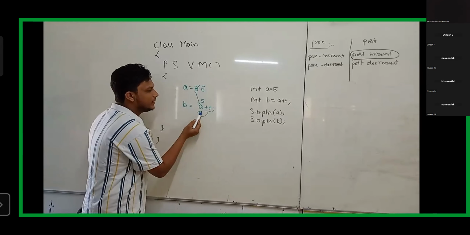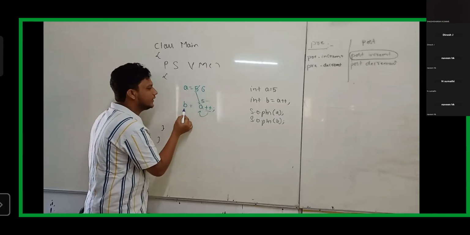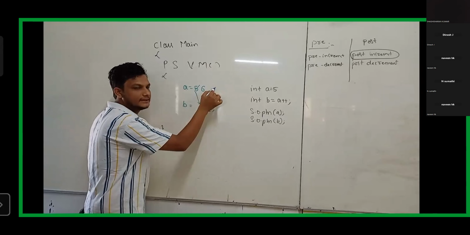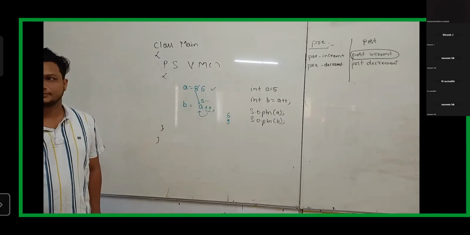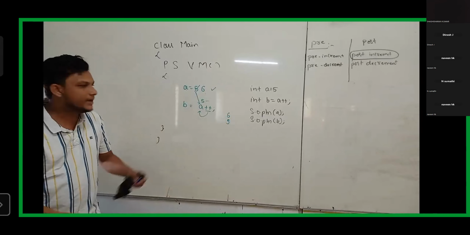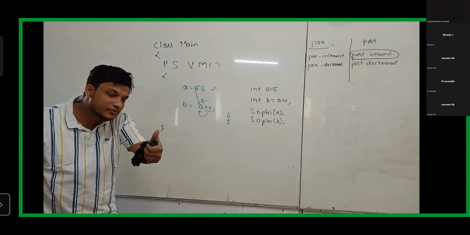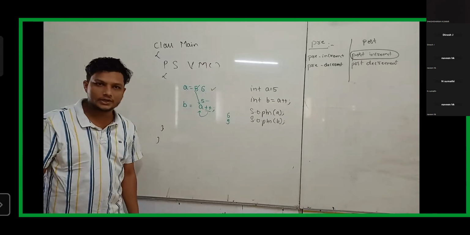Now what is there in B? It is 5. And what is there in A? 6. That is the reason 6 and 5 came out. Some small concept, you understood? First you utilize it, then increment. Increment for which variable we have mentioned, A, then increment it for that. Understood?